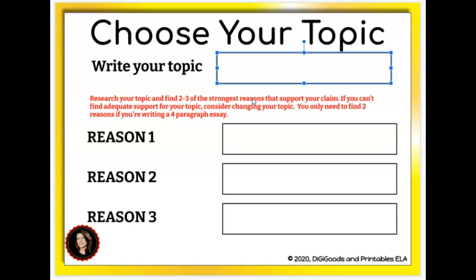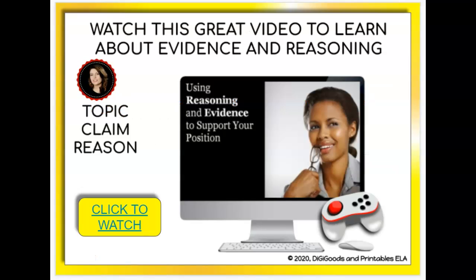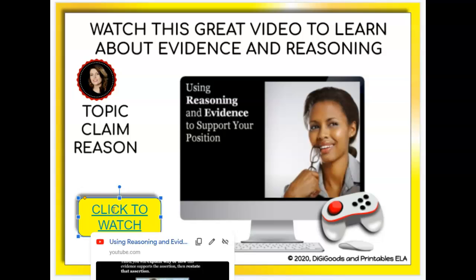If you can't find adequate support for your topic, consider changing your topic now before you go any further. If your teacher instructs you to write a 2-pronged thesis statement, you only need to find 2 reasons. So go use your teacher's judgment on that. Next, make sure to watch this great video on topic, claim, and reason. You'll get lots of good information here, and you will enjoy this video as well.